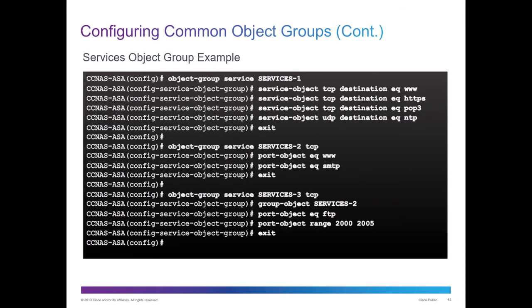All right, so here is a good example of a service object group. So you create the object group service 1. So there are 4 different service objects. One for World Wide Web, equal World Wide Web, HTTP. So you're not even allowing or denying. You're just saying this service is going to be for World Wide Web, HTTPS, POP3, which is the email server retrieving of your emails, and the NTP. The other object service 2 is going to be for ports World Wide Web and SMTP. And the third one is going to be object 2. You're using this whole thing, object 2. You can put it in there. Plus, you're adding FTP and this range of ports as well.